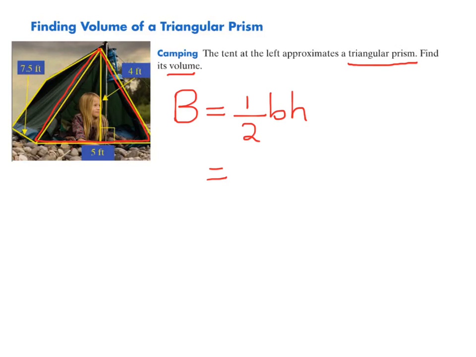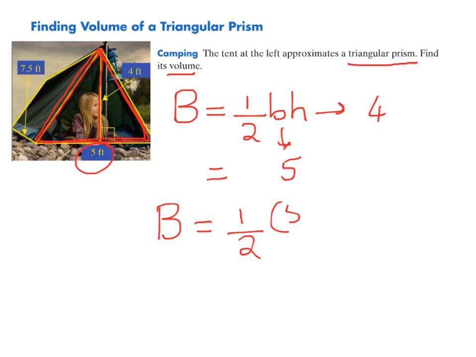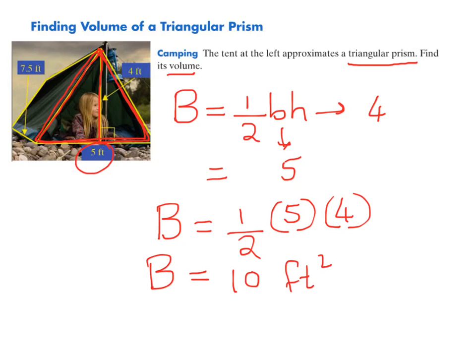Now in this triangle, what is the base of the triangle? It's 5 feet. And what is the height of the triangle? It is 4 feet. So we can find the area of the triangle: B is equal to half times 5 times 4, which is going to be 10 feet squared. That is the area of the base.